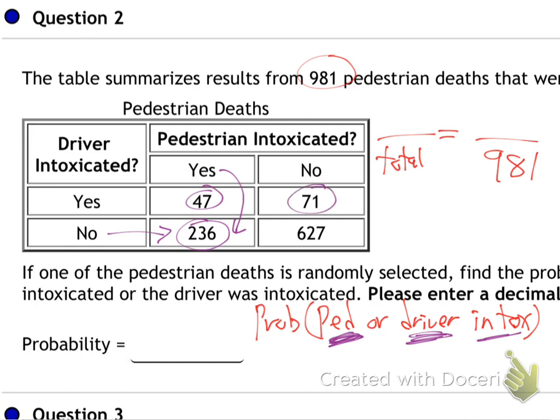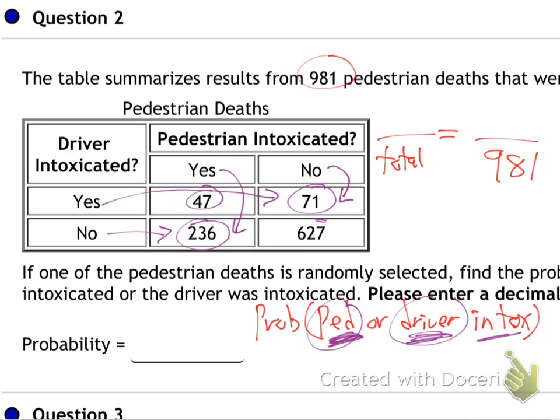Now, how about these 71? Do we count them also? We do, because although the pedestrian was not intoxicated, the driver was. So we count them also, don't we? There are also cases in which either the pedestrian or the driver were intoxicated. How about these 627? No, that's the only group we don't count, because in those 627, neither were intoxicated, right? It's a no for the pedestrian, no for the driver, so we don't count them.